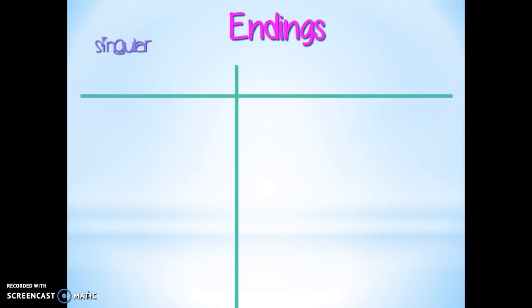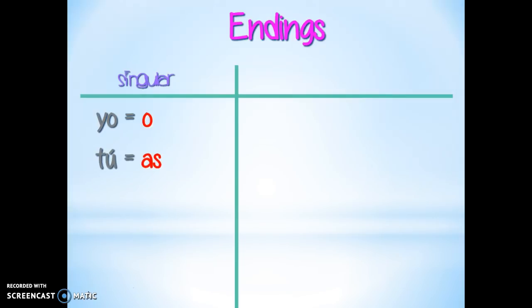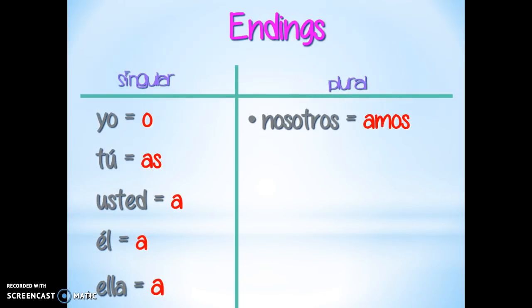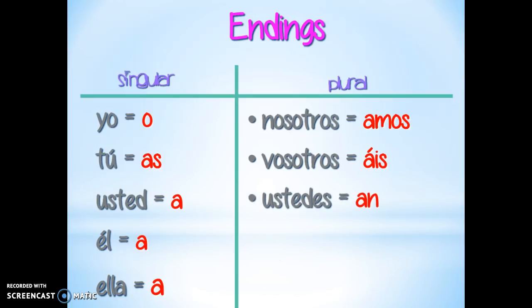So these are the endings that we have for los verbos AR. Yo, o; tú, as; usted, él y ella, a; nosotros, amos; vosotros, áis, con tilde; ustedes, ellos, ellas, an.